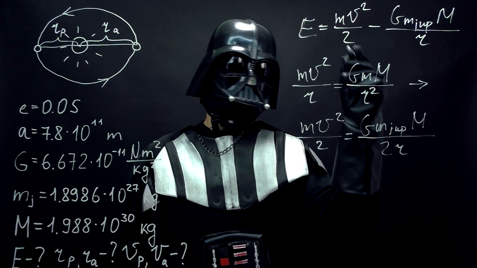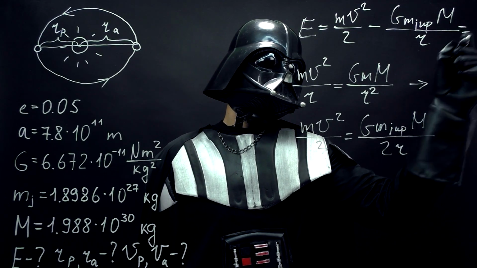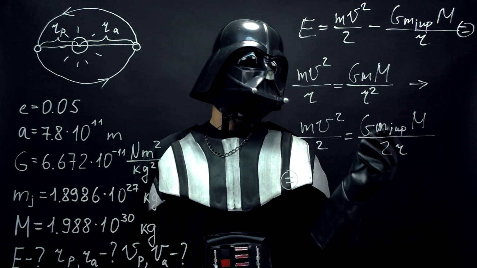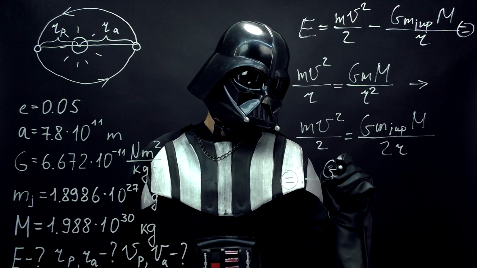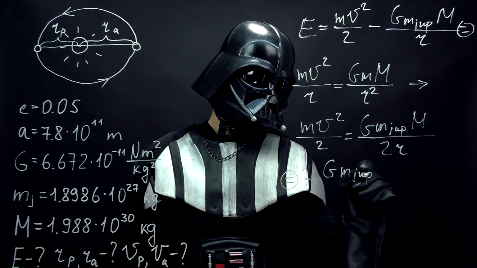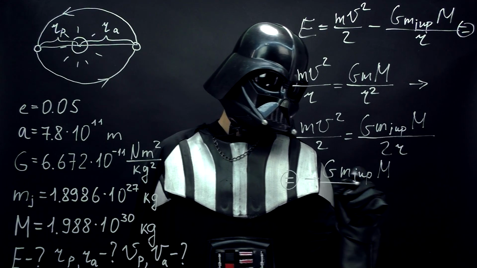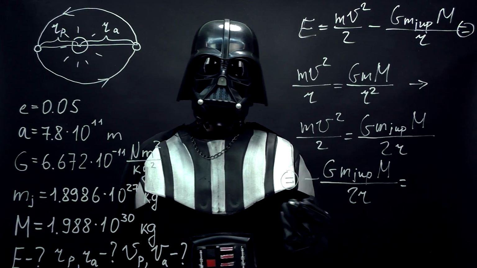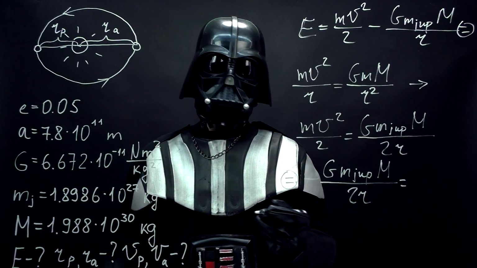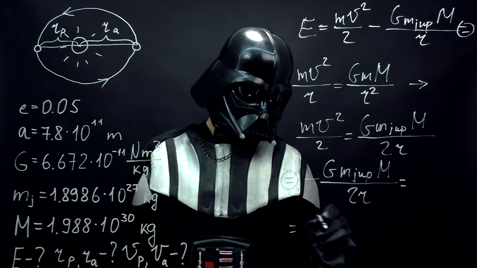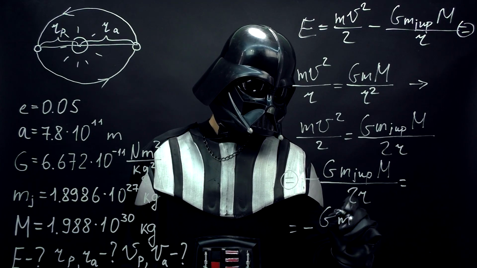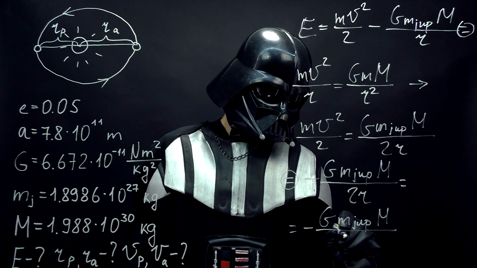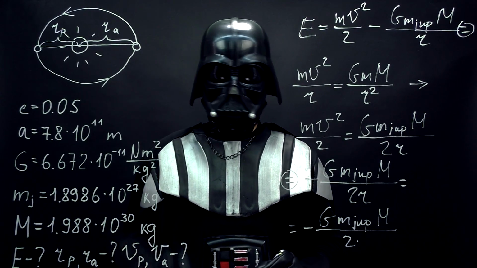Now we can take this and put into our initial formula. And we will get negative G times mass of the Jupiter times mass of the Sun over 2R. But in our case, Jupiter is moving in the elliptical orbit. Therefore, we get negative G times mass of the Jupiter times mass of the Sun over 2 times semi-major axis.